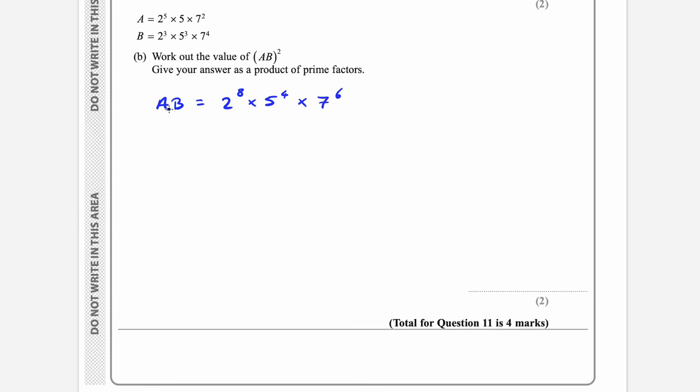That's ab. So ab squared, let's just square both sides. Looks something like this. So now I have to square all of these, and to square them, I just multiply by the power. So it's going to be 2 to the power of 16, 8 times 2 is 16, 5 to the power of 8, 4 times 2 is 8, and 6 times 2 is 12. There we go. That is ab squared.